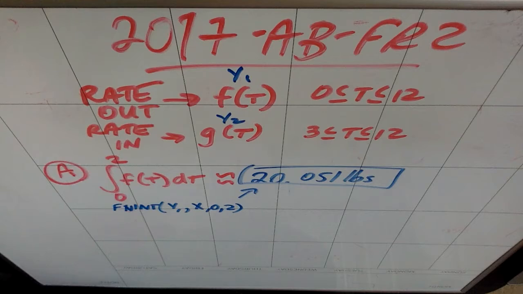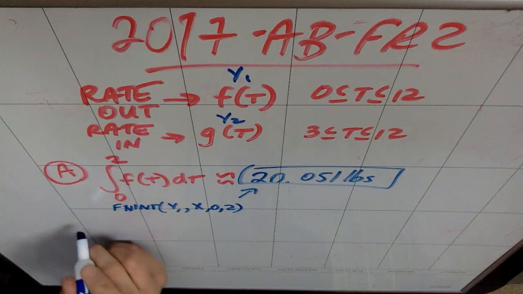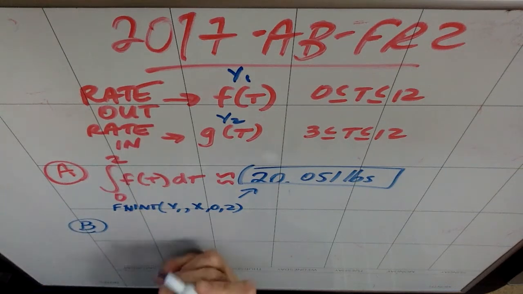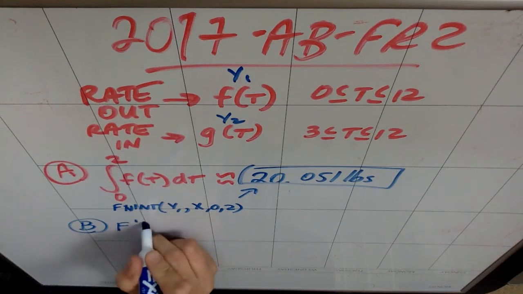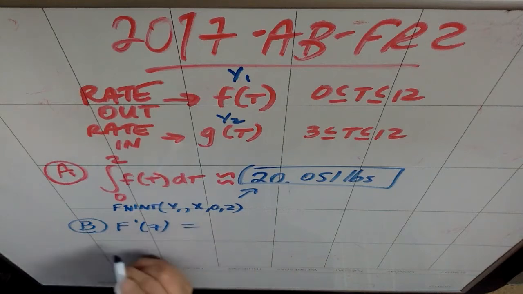Cool. Part B. Find f prime of 7 using the correct units. Explain the meaning of f prime of 7 in the context of the problem. So, find f prime of 7, right? This is another one that my calculator can do for me, right? F prime of 7 is going to be a thing that I type into my calculator, right?